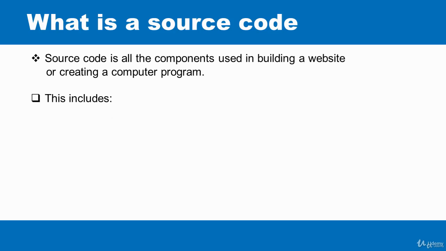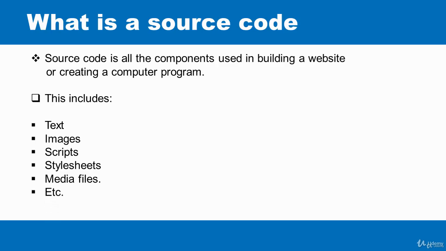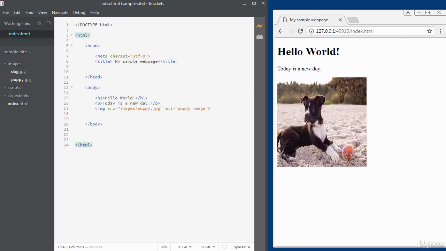This includes things like text, images, scripts, style sheets, media files, and so on. This is a basic web page or HTML document I created in previous videos. A web page is also referred to as an HTML document. So this is the piece of code, the HTML code that has created this basic web page.